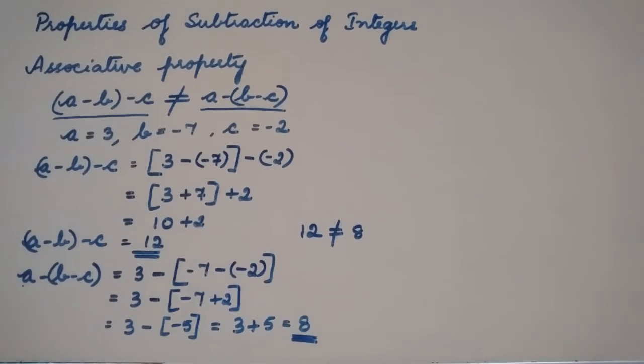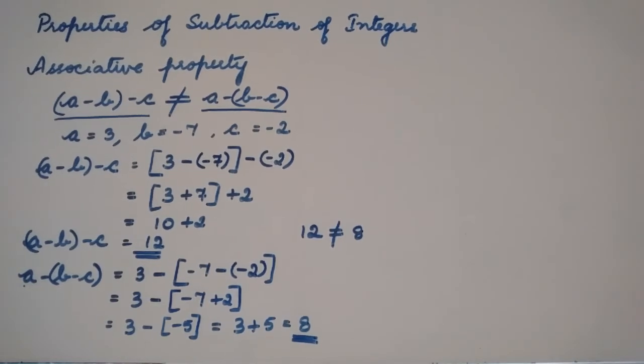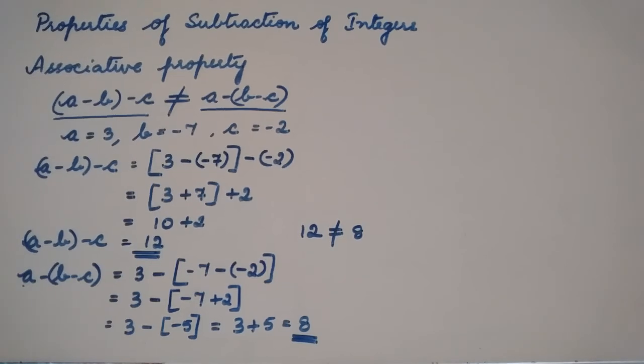Remember, students, closure property is true for both addition and subtraction. Commutative and associative properties are true for addition, but they are not true for subtraction of integers.